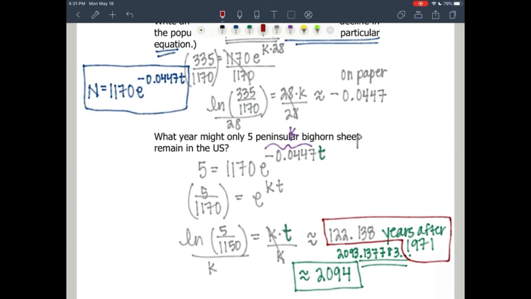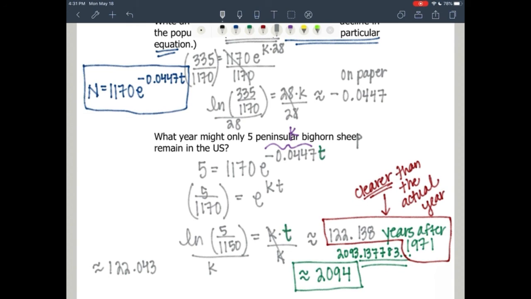Now, it might be easier to say 122.138 years after 1971. That might be a little bit more clear than the actual year. But you have to label it with all those words. You can't just say 122.138 years. You have to say 122.138 years after 1971. Now, if you did not use the exact value, you probably got about 122.043 years later. So that's it.